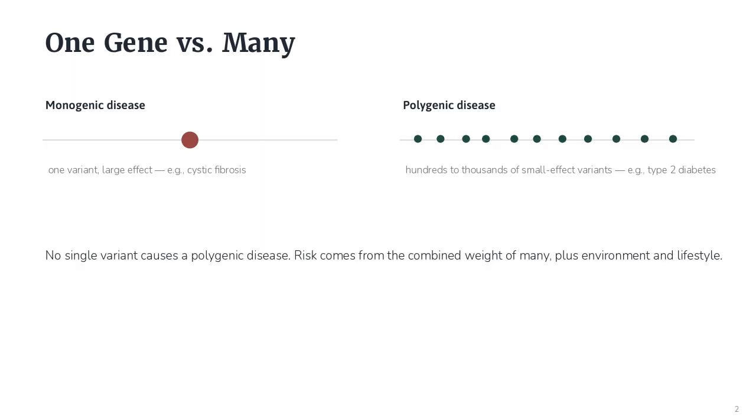gene. With a monogenic disease, you can usually point to one gene and say, that's the problem. Polygenic disease doesn't work like that. Type 2 diabetes comes from hundreds or thousands of variants scattered across the genome, each one nudging risk up or down by a tiny amount. No single variant is the cause. It's the sum of all of them together combined with diet, weight, and activity level that determines who actually develops the disease.